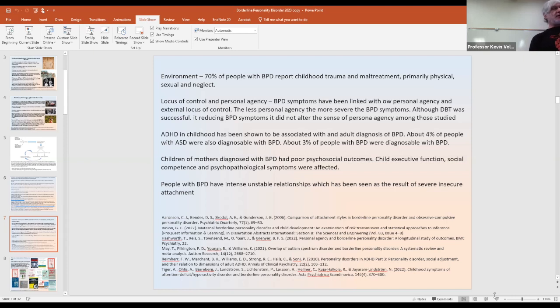That's the interesting part. They used DBT to treat these folks, and it reduced BPD symptoms, but it did not alter the sense of personal agency among the people they studied. So DBT was able to reduce borderline symptoms in the study, but it didn't alter the person's sense of lack of personal agency, which is interesting.